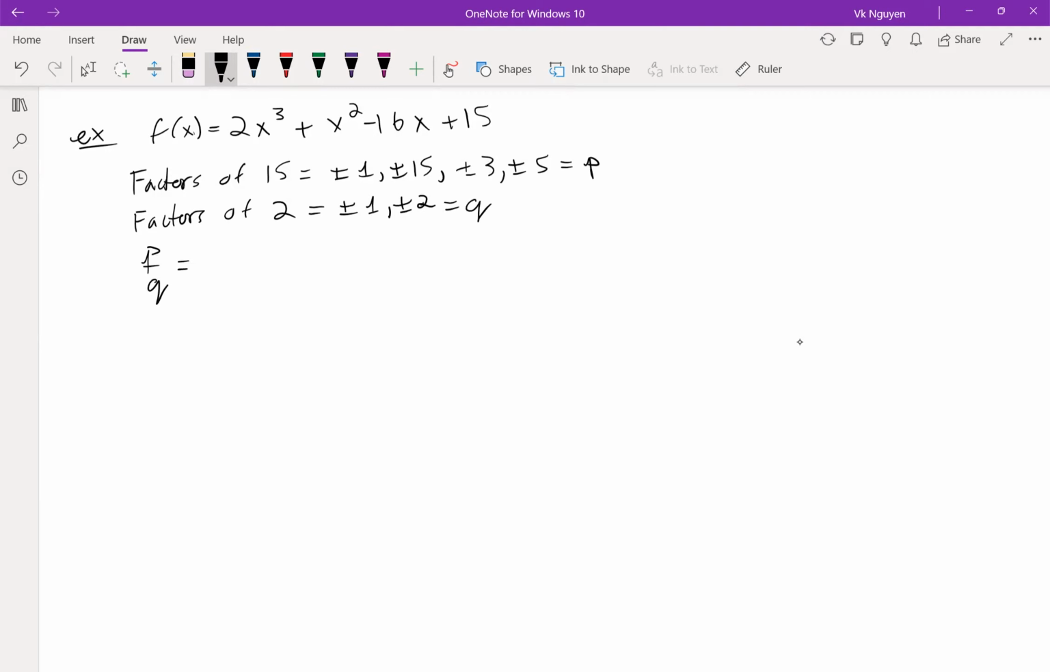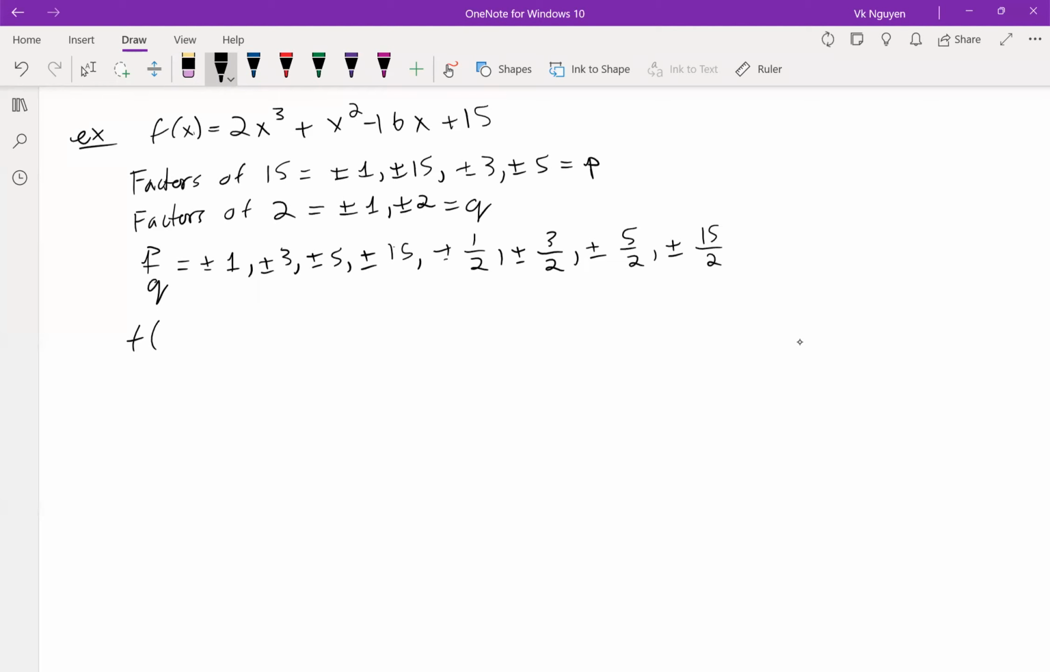P over q, they are plus or minus 1, plus or minus 3, plus or minus 5, plus or minus 15. I try to get them in order, and then we have a bunch of fractions: plus or minus 1 over 2, plus or minus 3 over 2, plus or minus 5 over 2, plus or minus 15 over 2. Hence a lot of rational zeros to test out. So which one is going to be a rational zero? Let's do a few of them, right?